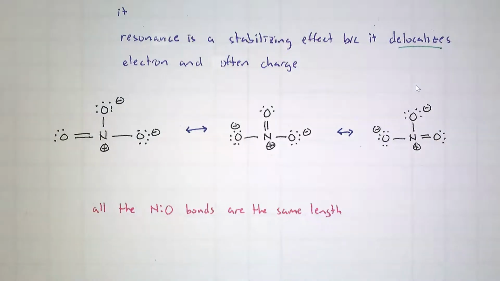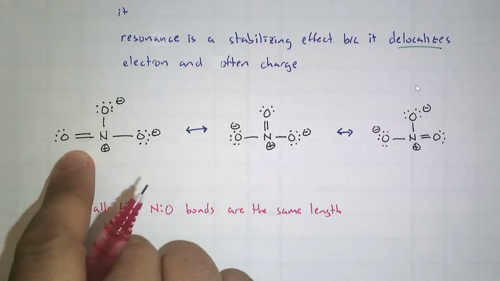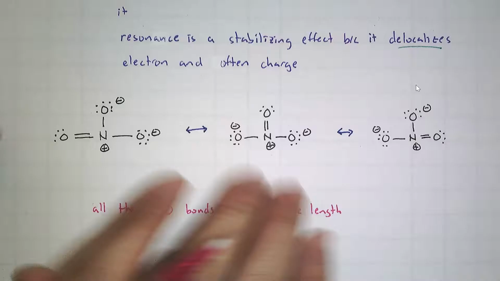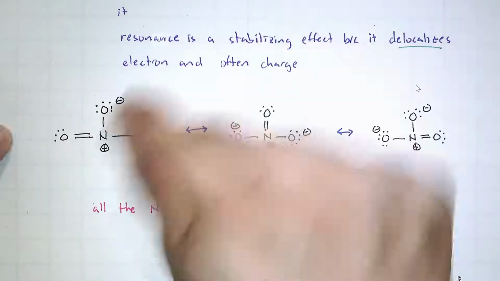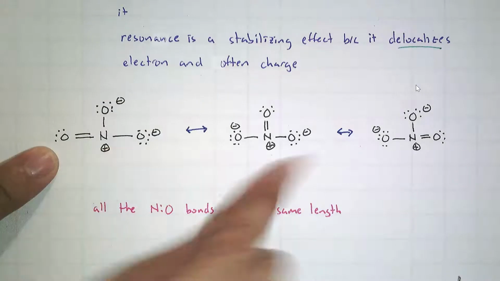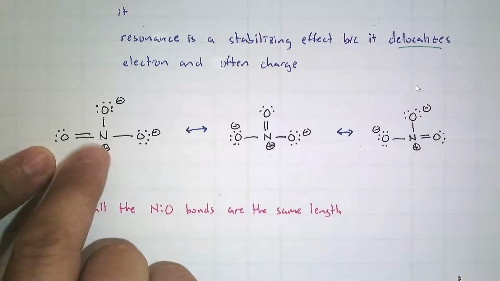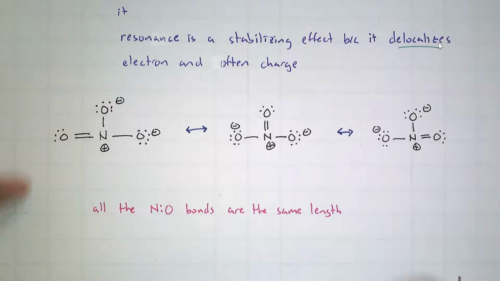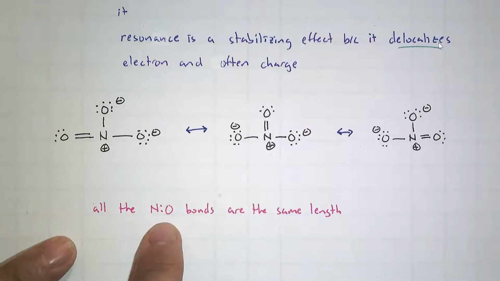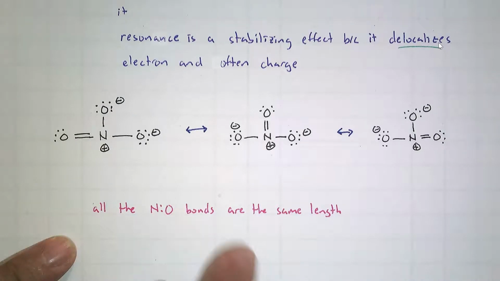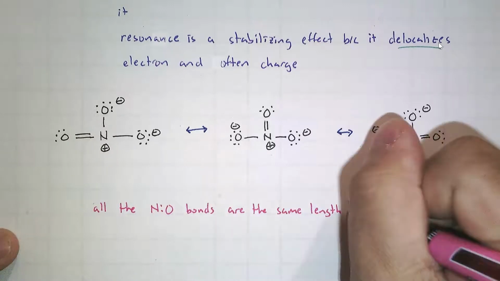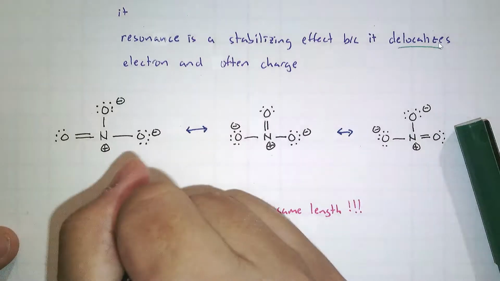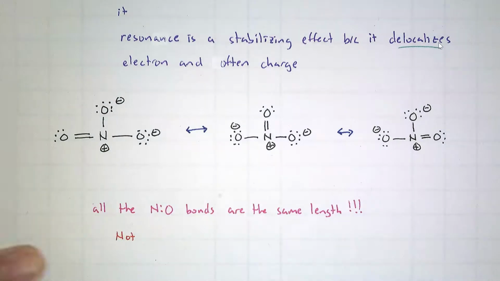Remember in one of the previous videos we said that a double bond is typically shorter than a single bond. Well, if that was the case, if this molecule was static, every single molecule would have a short nitrogen-oxygen bond and two long nitrogen-oxygen bonds. But in real life, all the nitrogen-oxygen bonds are the same length. That was surprising. It's not one short and two longer.